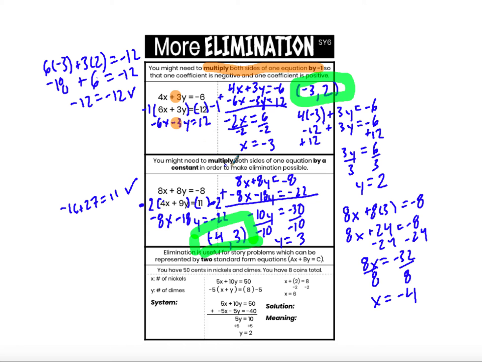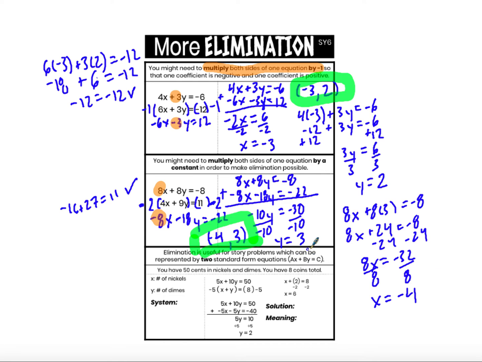So second case, I need to multiply both sides of one of the equations by a constant in order to create opposite coefficients. So my goal, which I accomplished, was those opposite coefficients.